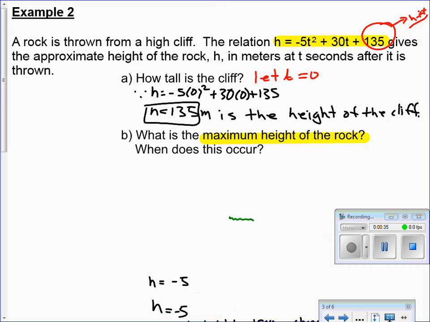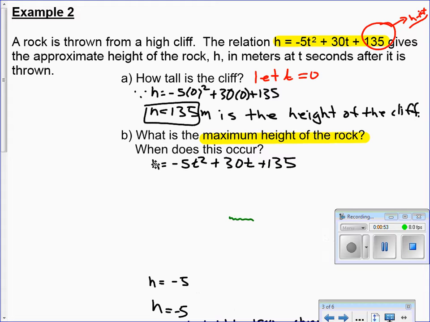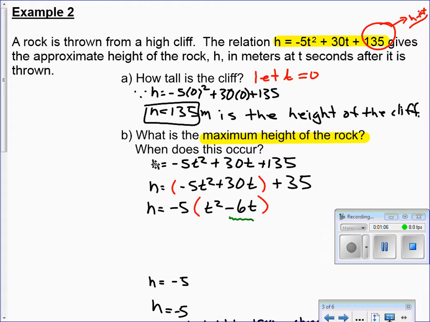Now, our original equation asks us what is the maximum height of the rock and when does it occur. So what you're going to have to do is go and do this problem by completing the square. The first thing we're going to do is start with our objective function. Then we're going to isolate everything that has a t or t squared. The next thing we're going to do is factor out a negative 5. So we end up with this sentence.